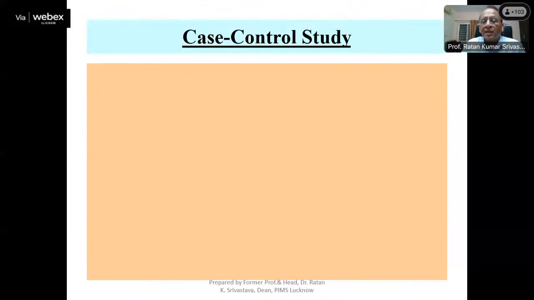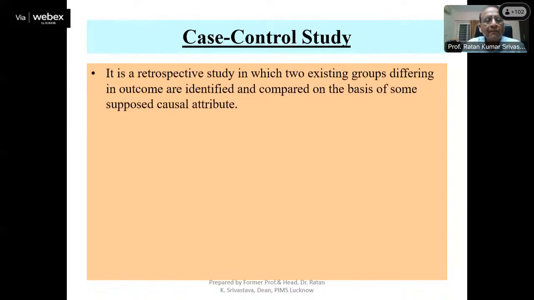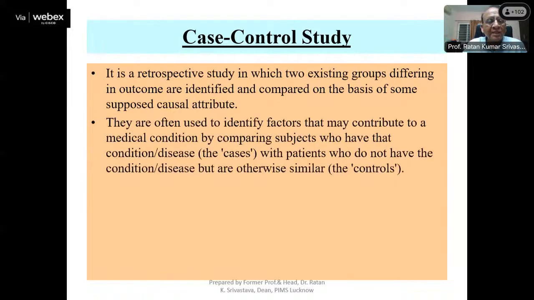So that is over. Now, the third one, case control study. I have covered cross-sectional, cohort study, and now case control study. It is a retrospective study in which 2 existing groups differing in outcome are identified and compared on the basis of some supposed causal attribute. I will give more examples. They are often used to identify factors that may contribute to medical conditions. Suppose lung cancer.